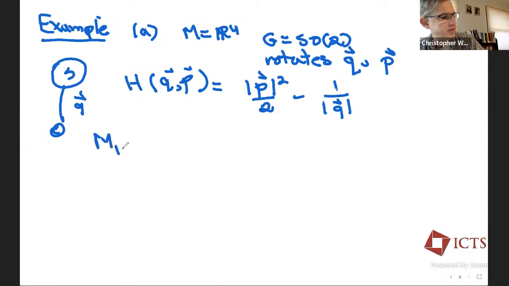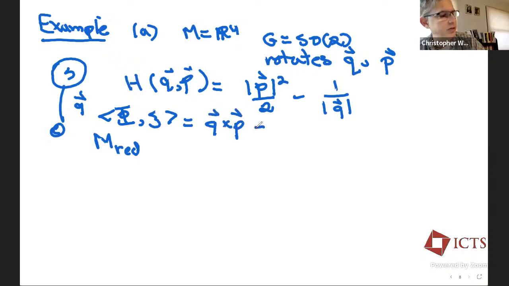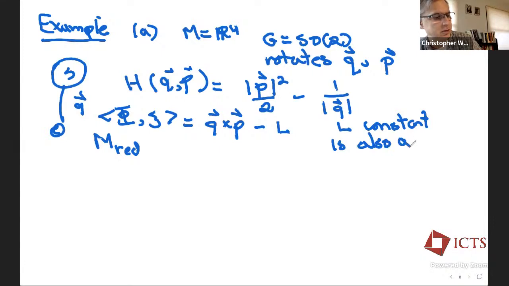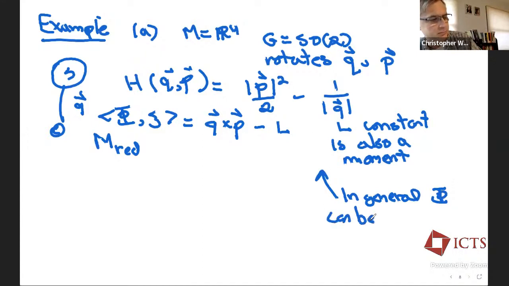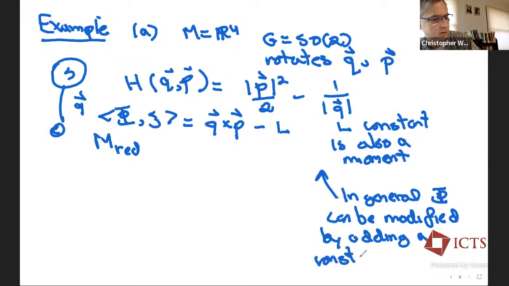So what's M red in this case? Okay, well, before I said I could take a moment map, which was just Q times P, but I can equally well subtract off a constant L. This is also a moment map. Phi is in general only unique up to adding one of these constants in the space of invariants. So here the Lie algebra is just abelian, so I can add on any constant. So I subtract off L.